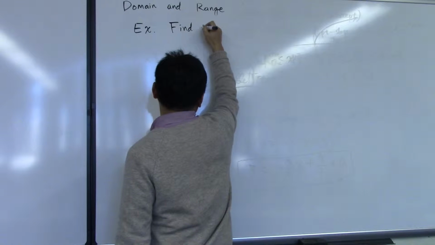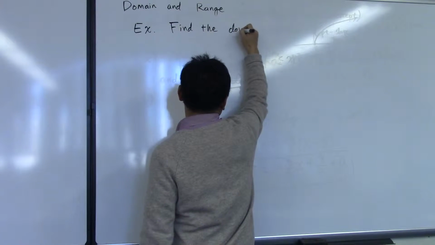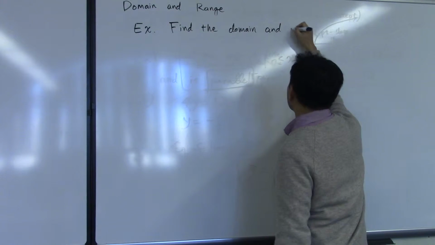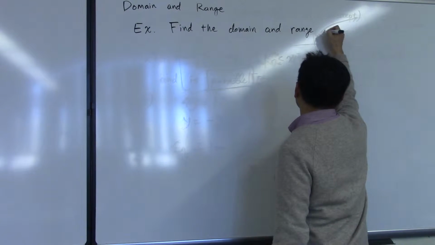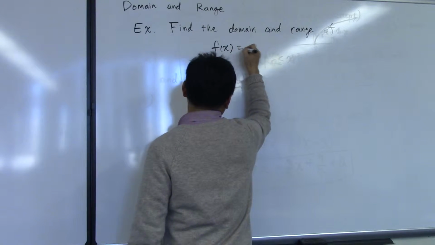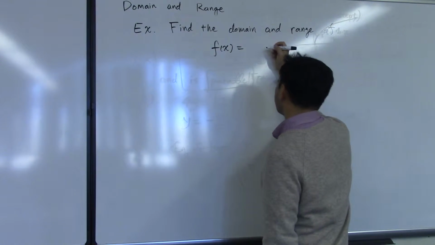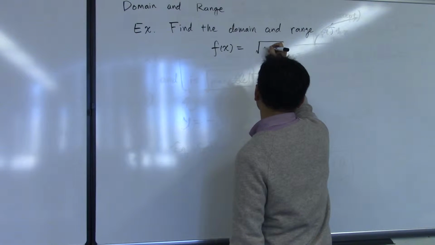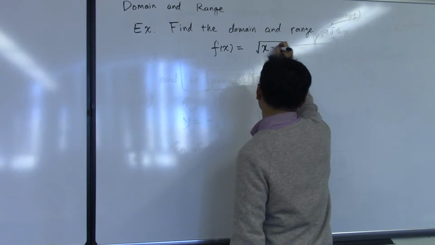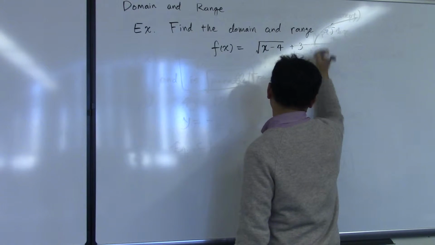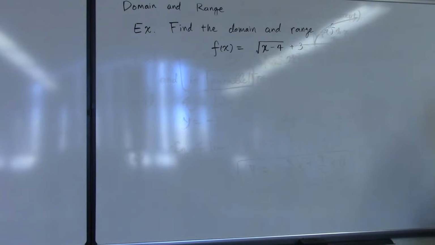Find the domain and range of f of x equals square root of x minus 4 plus 3. Let's try this.